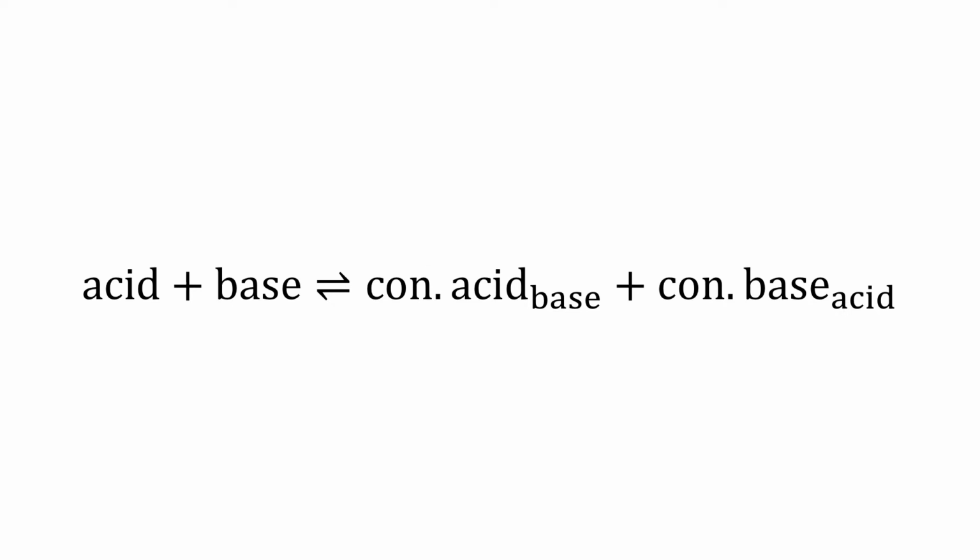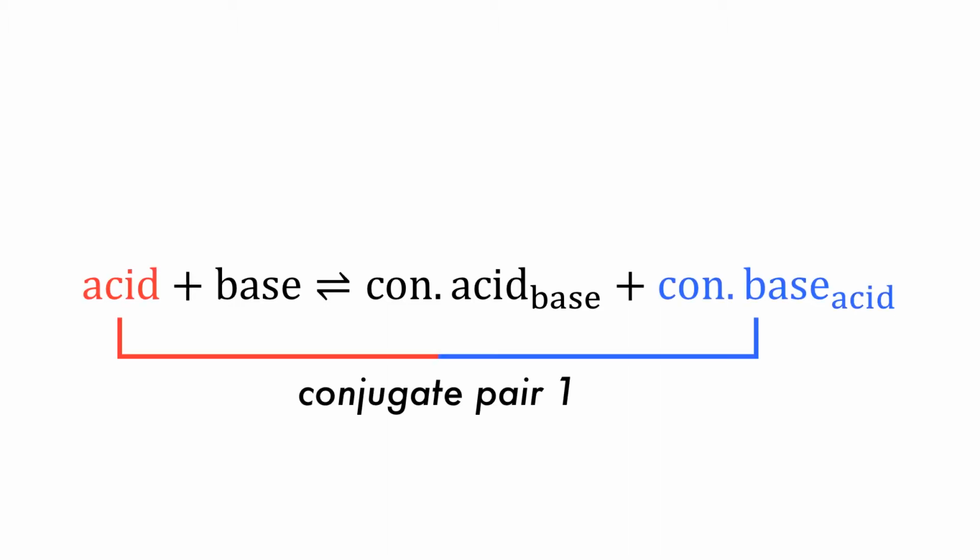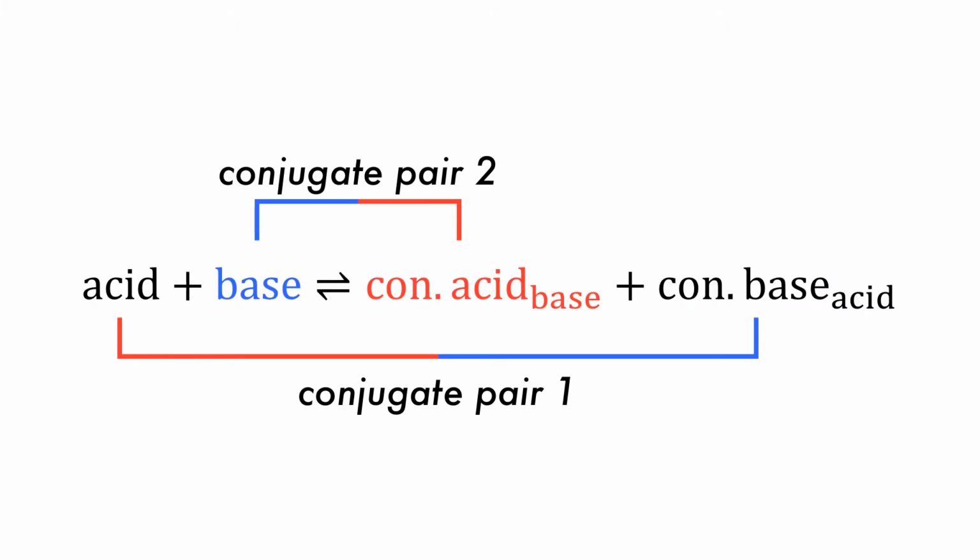From Bronsted-Lowry acid-base theory, a reaction between an acid and a base can be considered as a reaction between an acid and a base to form the conjugate base of the acid and the conjugate acid of the base. How can this be used to predict the direction of an acid-base reaction?